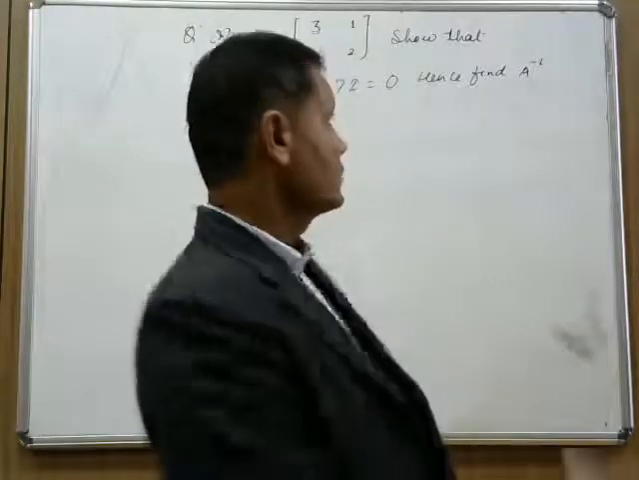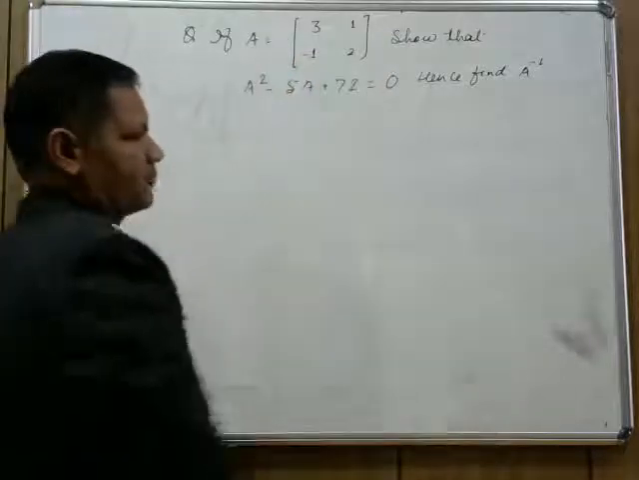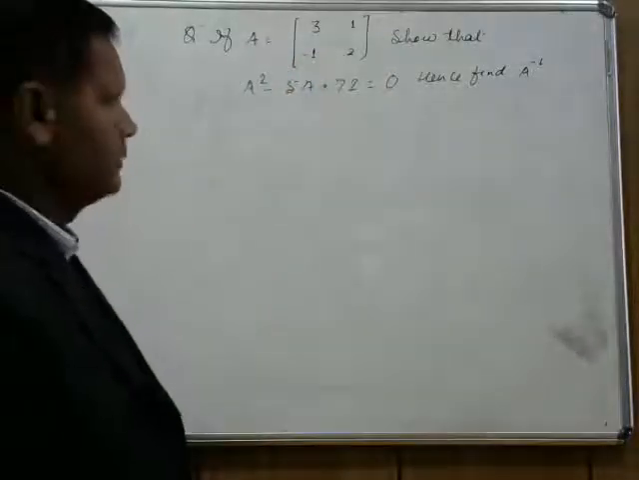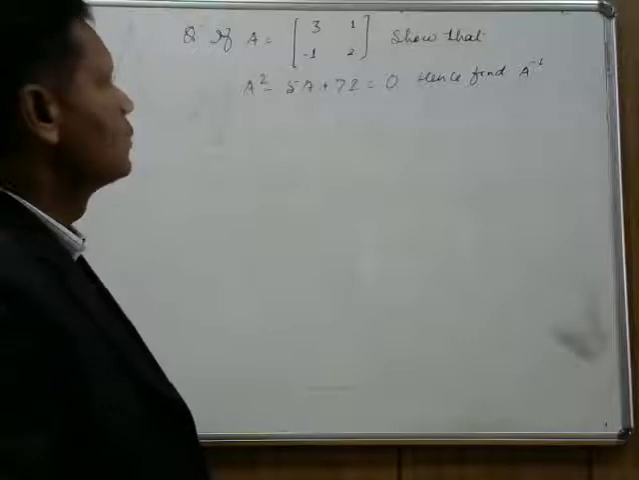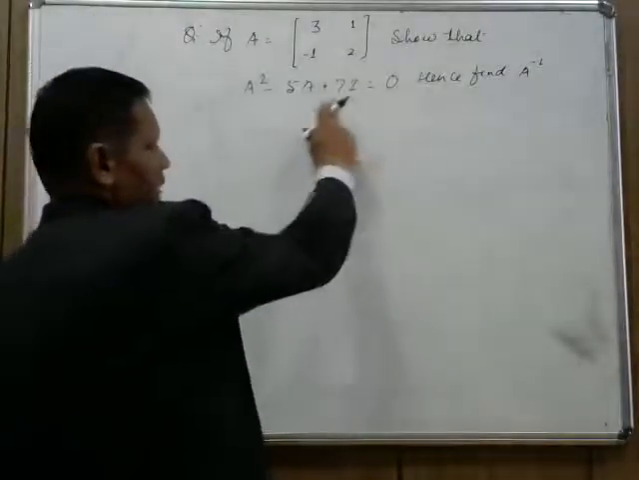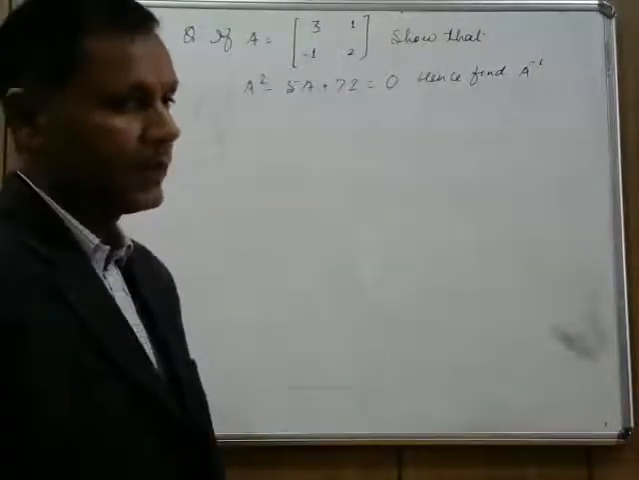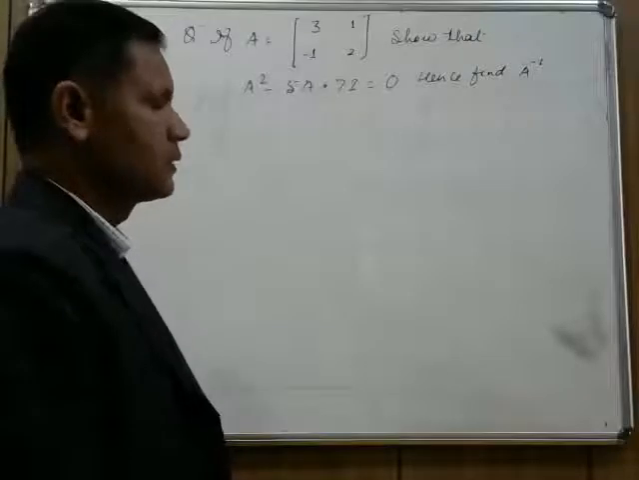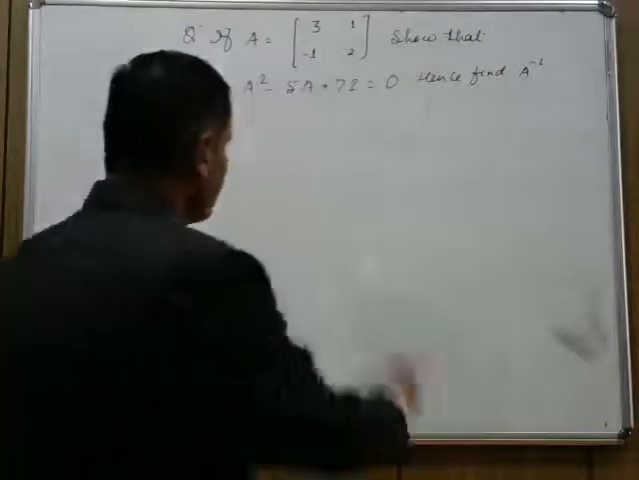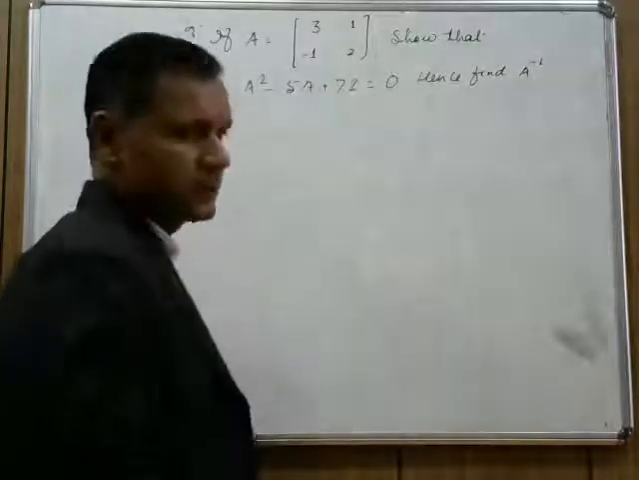Okay. Now see the third type. When the matrix A of a square matrix, whether of order 2 or 3, is given, here I have written just 2 by 2. Show that A square minus 5A plus 7I equal to 0, and hence find A inverse. Not finding the A inverse using the adjoint. Solve this, prove it, and then you find out. Okay, let us see now what to do.